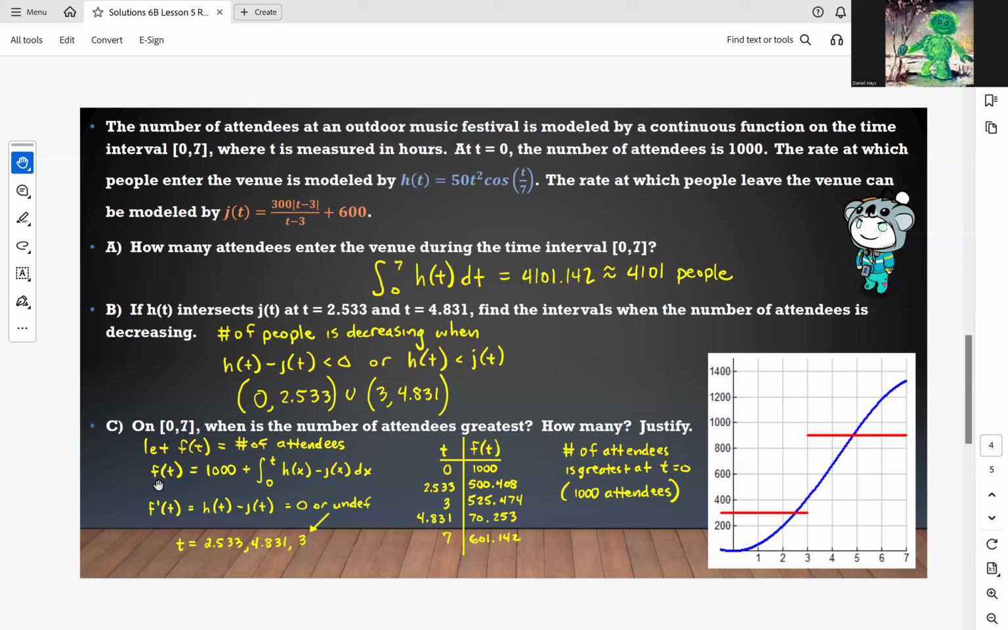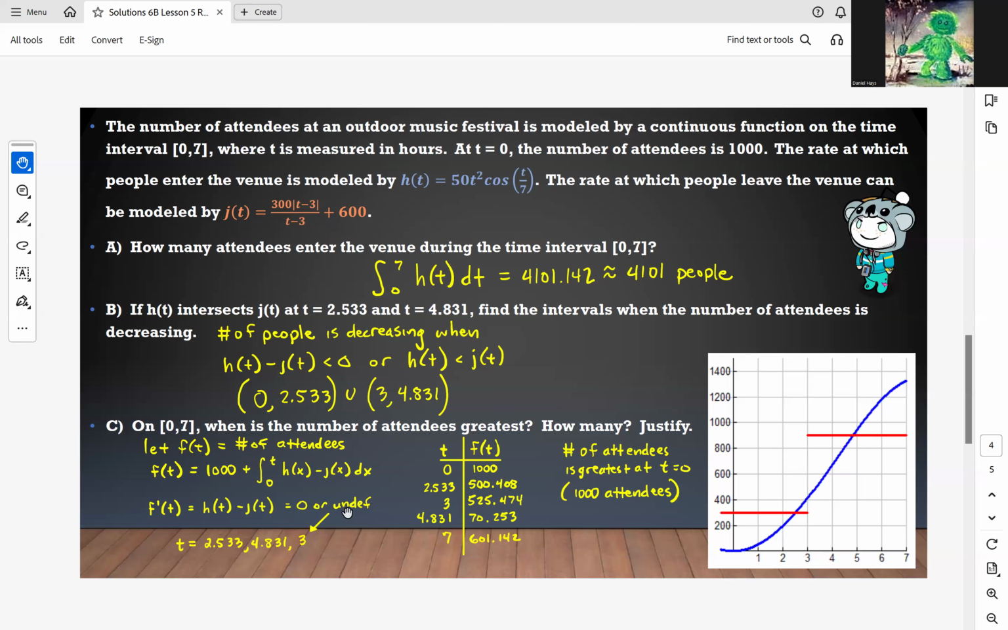And now that we have it, we're going to find a maximum. Of course, we're interested in where the derivative of this function is either 0 or undefined. We're already aware from part B that the rate of change was h minus j. We can confirm that here. Thanks to the fundamental theorem part 1, I could differentiate this integral and get h minus j. And of course, integral of the 1000 is just a 0. Okay, so f prime of t equals h minus j.